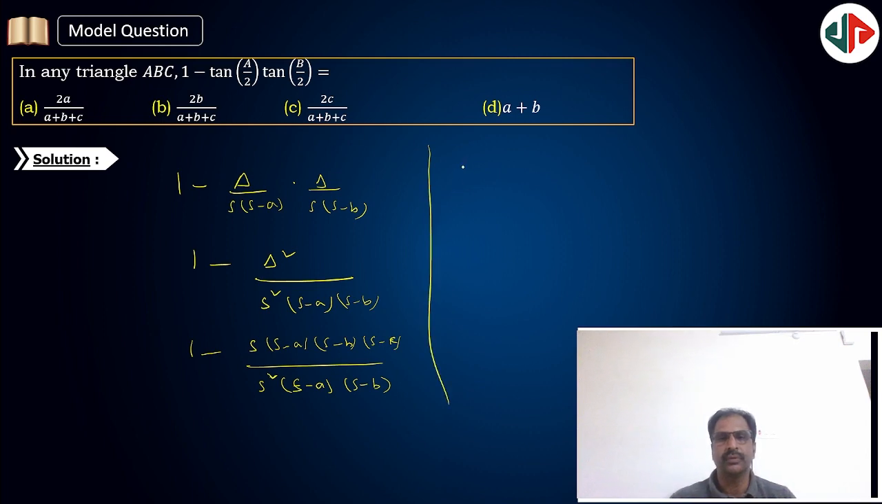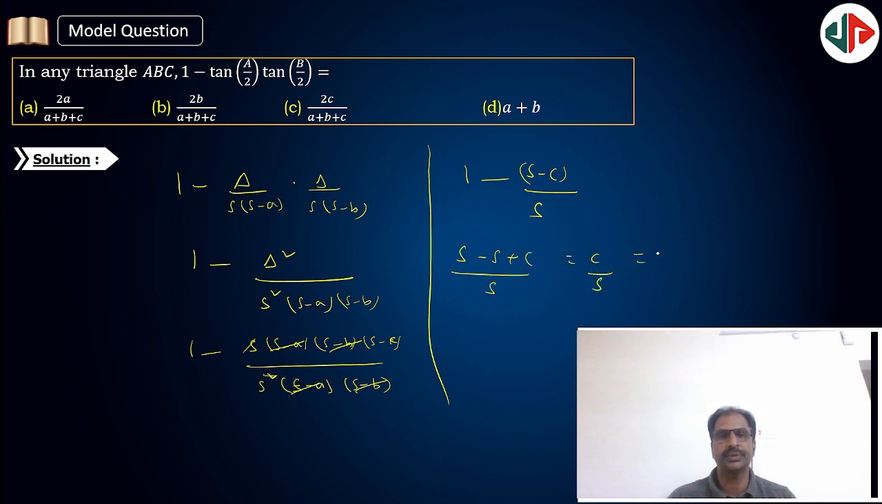So one s gets cancelled, s minus a gets cancelled, s minus b gets cancelled. So what is left out? 1 minus (s minus c) by s. Take LCM. You will get c by s.